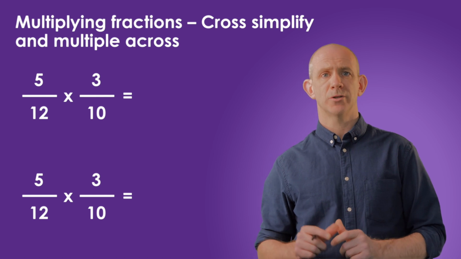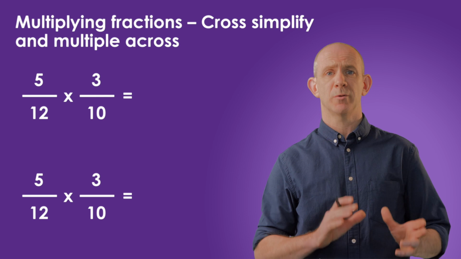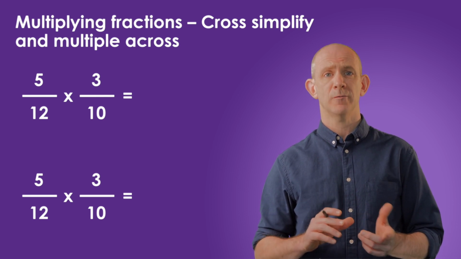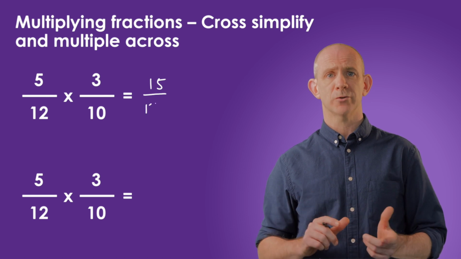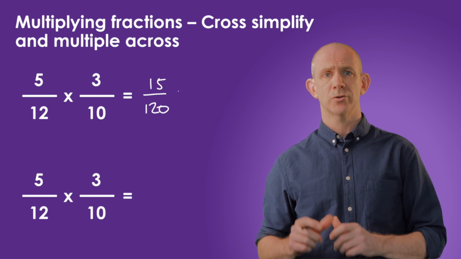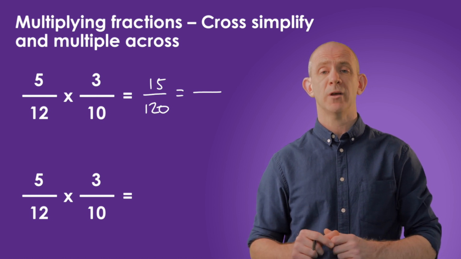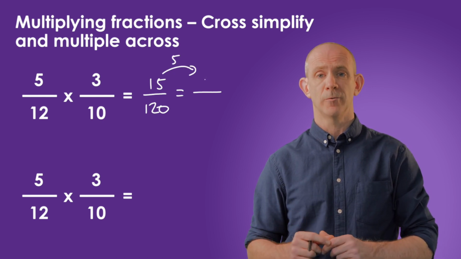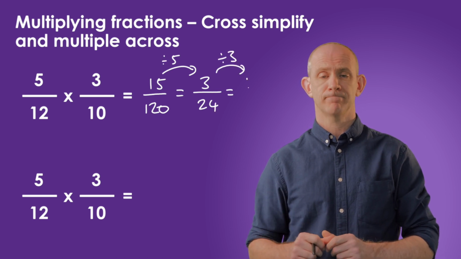When dealing with larger numbers in multiplication of fractions, you can try and simplify these before multiplying across. Here we have 5 over 12 times 3 over 10, which if we multiplied across would give us 15 over 120. Now we can see we can divide both top and bottom by 5, and we end up with 3 over 24, which we can divide by 3 to get 1 over 8.